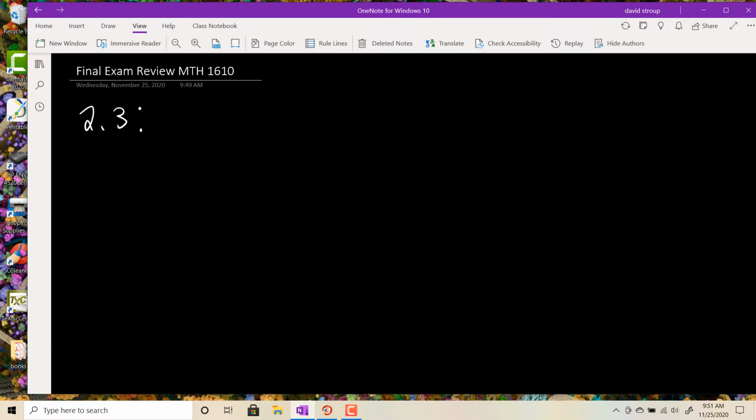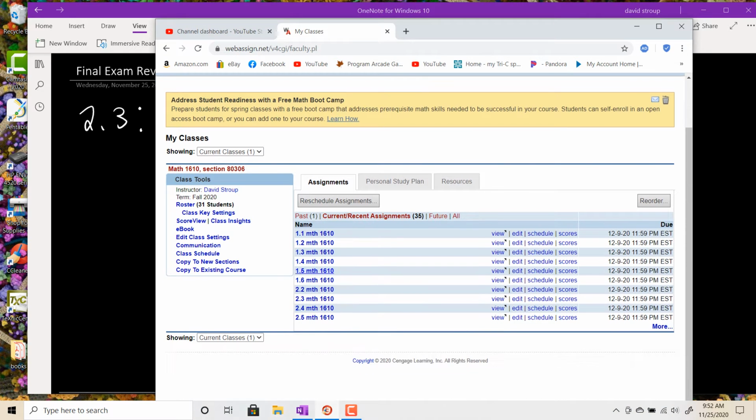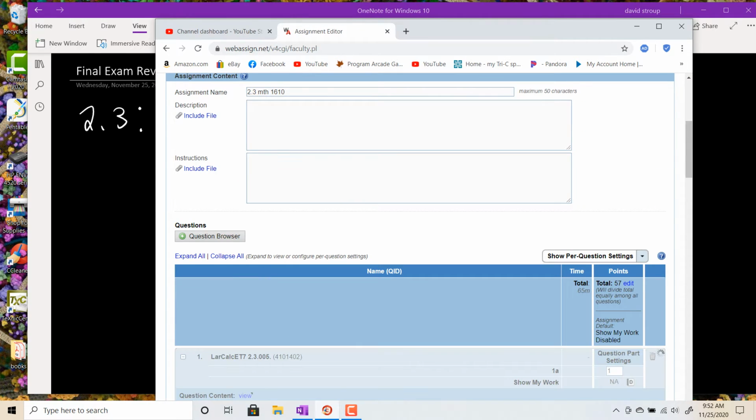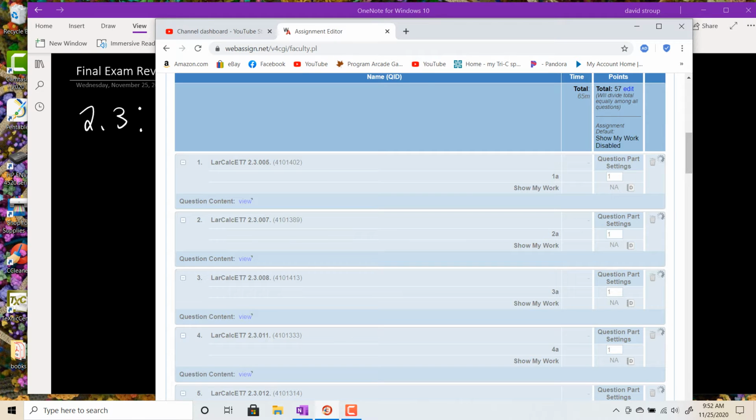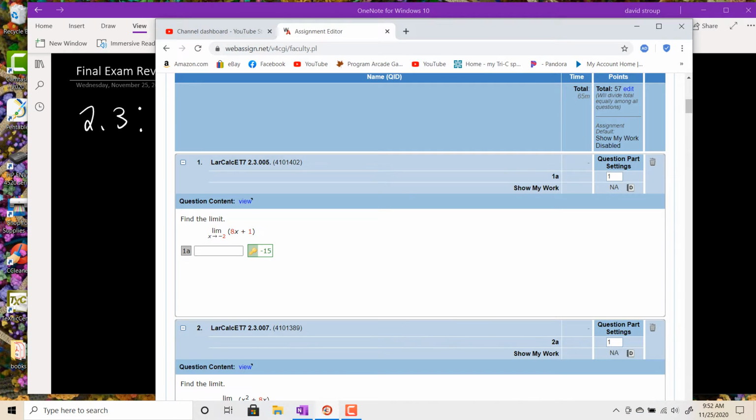Okay, so 2.3, we're thinking of problems like 5 to 35 odd, and then 41 to 75 odd. So you can either go to the book, or you can go to WebAssign and find similar problems. So let's go in the WebAssign for this first section and take a look at these. So you could tell which problem you're dealing with right here. The final exam will be in WebAssign, so it's a good idea to try to do these problems.